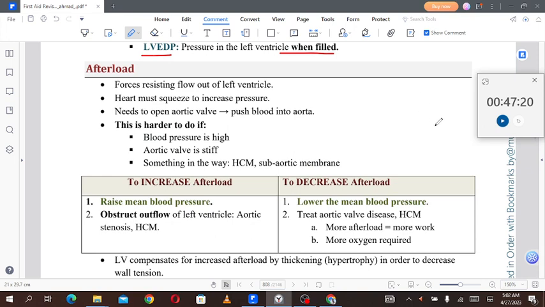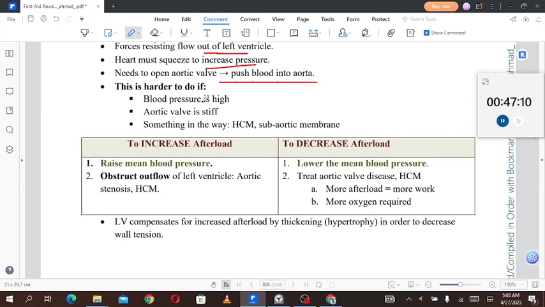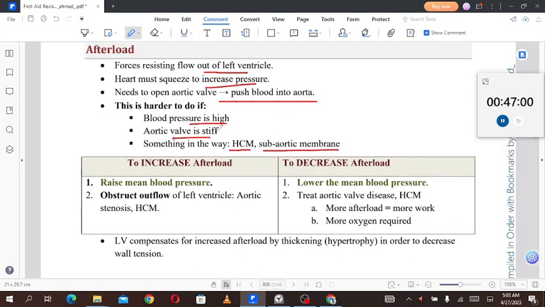Afterload: forces resisting the flow out of the left ventricle. Okay, the heart must squeeze to increase the pressure, needs to open the aortic valve, push the blood into the aorta. This is harder to do if the blood pressure is high, the aortic valve is stiff, or something is in the way, for example hypertrophic cardiomyopathy and subaortic stenosis, subaortic membrane. So in these conditions it is harder to push. Let's discuss them one by one. The heart must squeeze to increase the pressure, and needs to open the aortic valve, push the blood into the aorta.